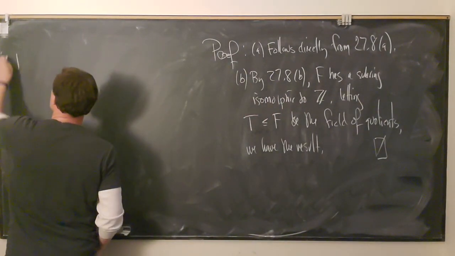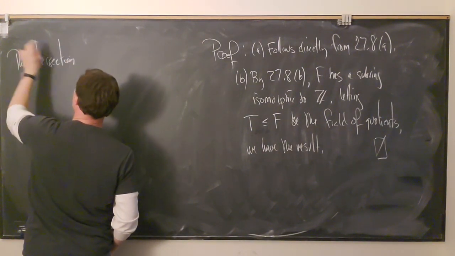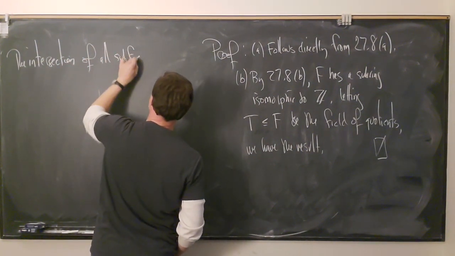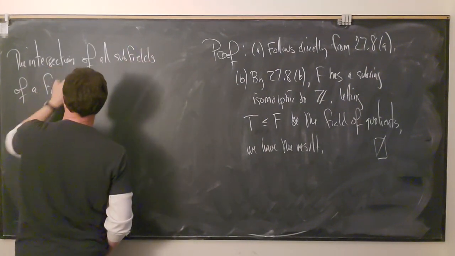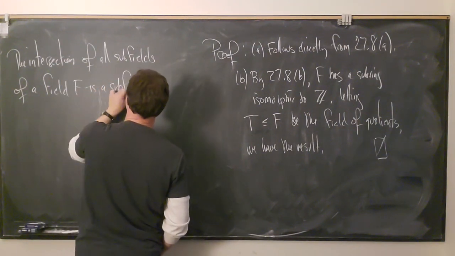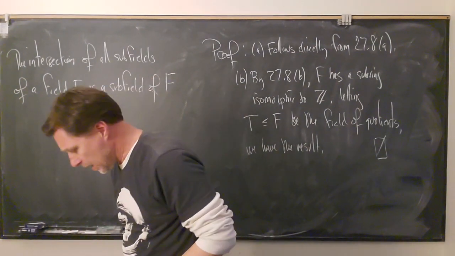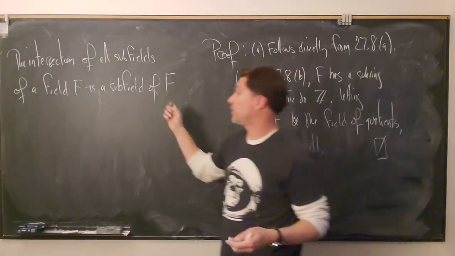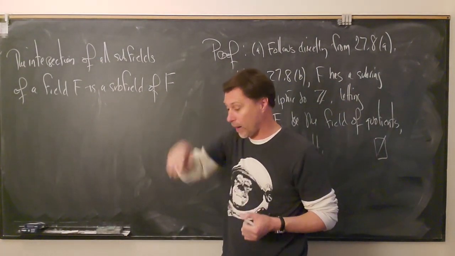So let's say it like this. The intersection of all subfields of a field capital F is a subfield of capital F, and it has a name. You can think of it, when you intersect all of them, as the smallest subfield of F. The intersection of all subfields is the smallest, and this has a name. It's called the prime subfield.